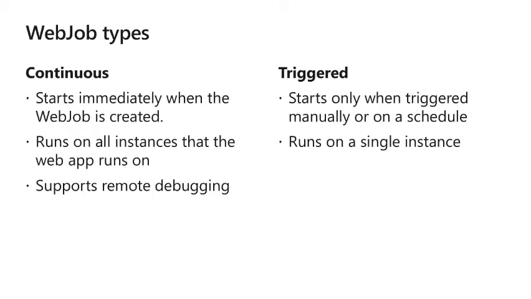And then there is triggered. For the triggered, starts when only triggered manually or on a scheduled basis, runs on a single instance that Azure selects for load balancing, does not support remote debugging. The continuous supports remote debugging, but trigger does not.